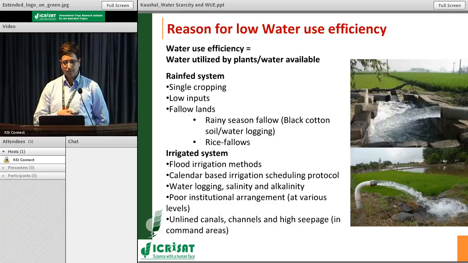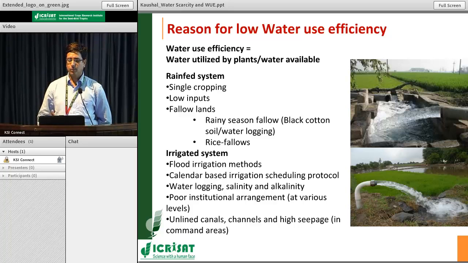So what are the different reasons? The main reasons are the single cropping system and low inputs in rainfed systems. Other than that, huge areas are fallow despite good rainfall of more than 800 millimeters. Even farmers have a perception that they can take only one crop rather than two crops safely.